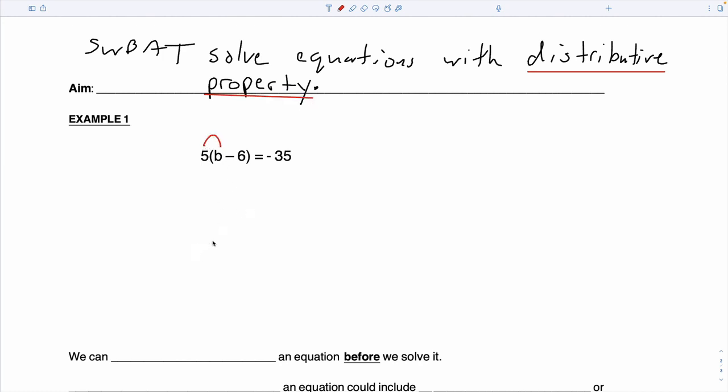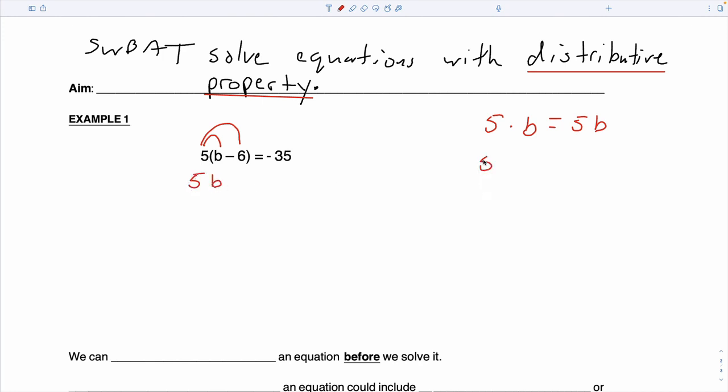Draw a line connecting 5 with b and 5 with -6. Both terms are multiplied by that number, 5. Every time you have a number squished outside of parentheses, you need to multiply it by both terms. 5 times b is 5b.